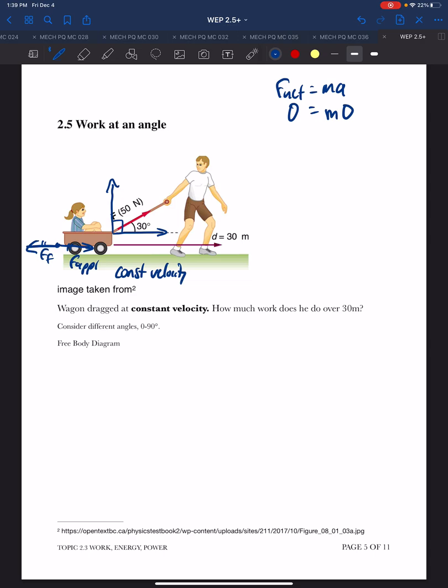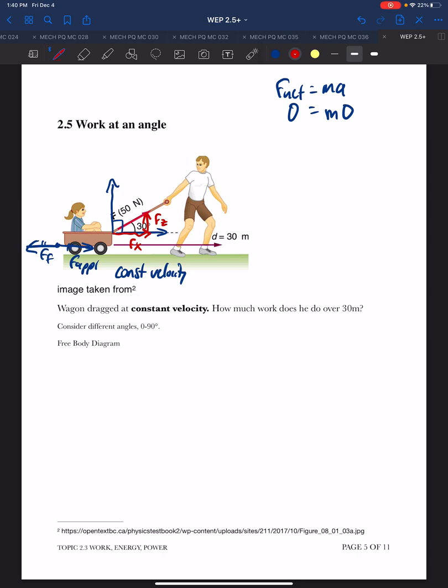But we should then be able to see that when we are at this particular angle, some of that force is in the vertical direction, Fz, and some of that force is in the horizontal direction, Fx. When we change the angle, we change the part of the force that is vertical and the part which is horizontal. So ultimately, we have this situation where the wagon is being drawn at constant velocity.